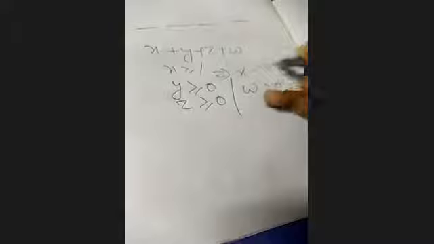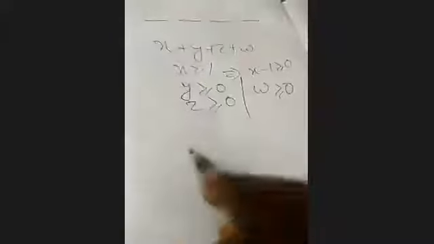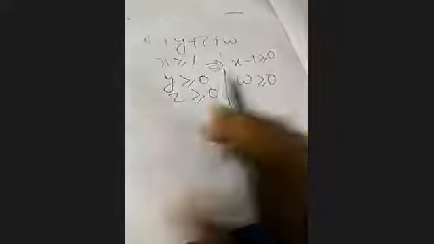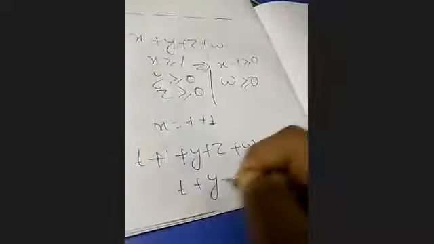So in that case, we take X minus 1 greater than or equal to 0, and X minus 1 is T, so X equals T plus 1. So T plus 1 plus Y plus Z plus W equal to 12. Take this 1 to the right hand side: T plus Y plus Z plus W equal to 11. Okay, N equal to 11, R equal to 4, right?